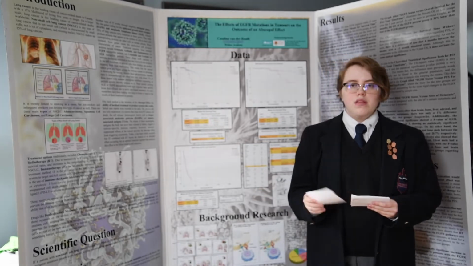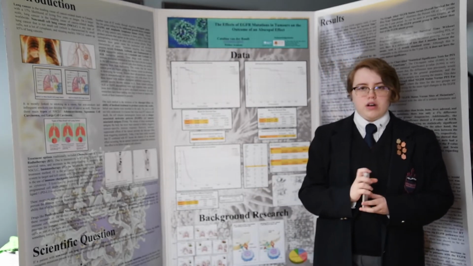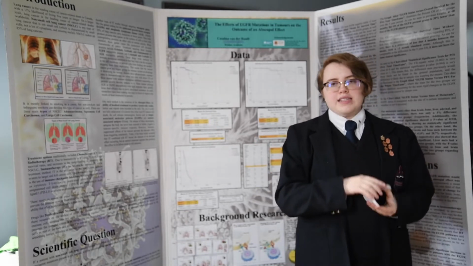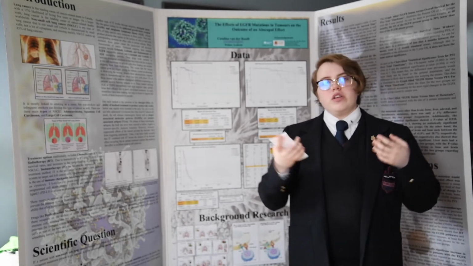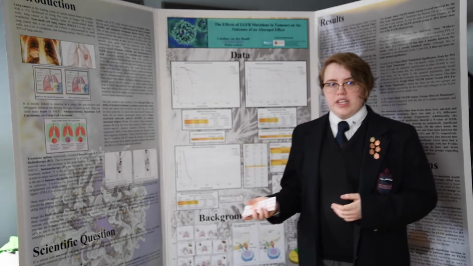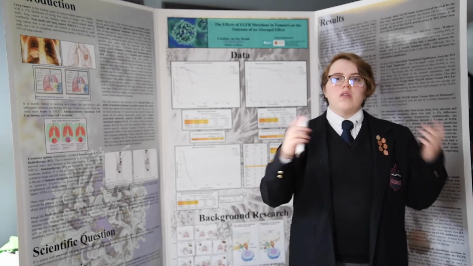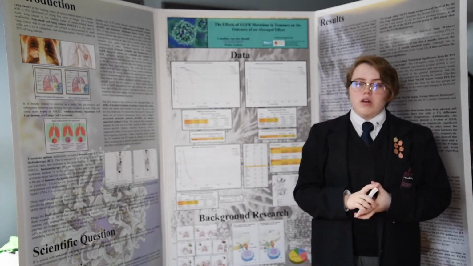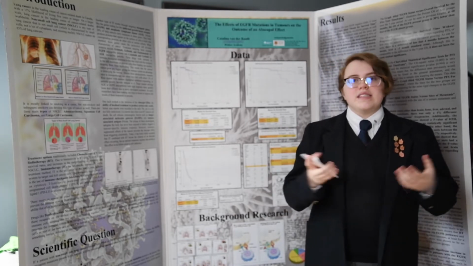So the variables of my project are, for the independent variable, whether or not the patient has the EGFR mutation. If they are EGFR positive, that means they do have the mutation, and EGFR negative means that they do not have the mutation. The responding variable is the outcome of an abscopal effect, but this is difficult to quantify.